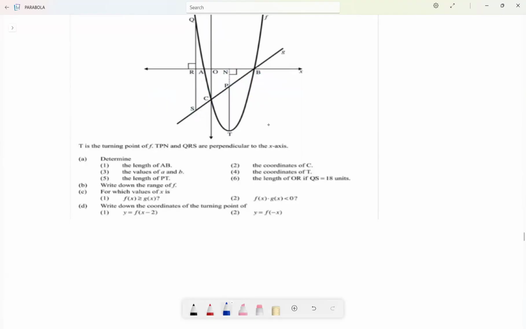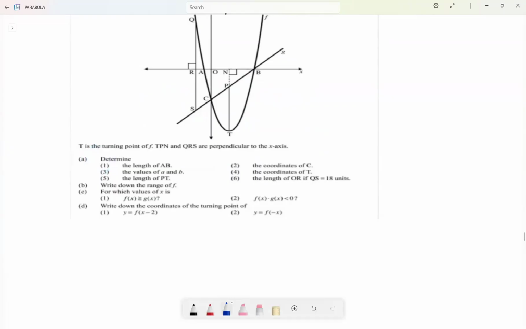So it means if they are perpendicular, whatever the x-coordinate of T, it will be the very same x-coordinate here, also the very same x-coordinate here for P. All the points on this line will have the common x-coordinate. Also here, they will have the same x-coordinate. What will change is their y respectively.